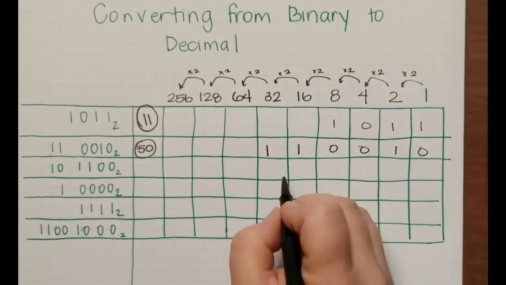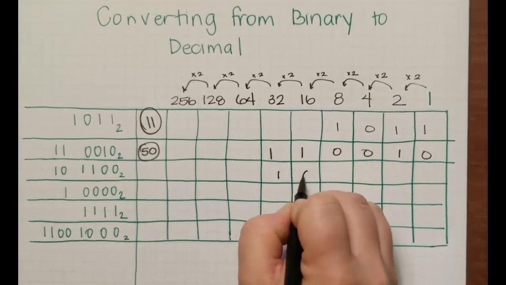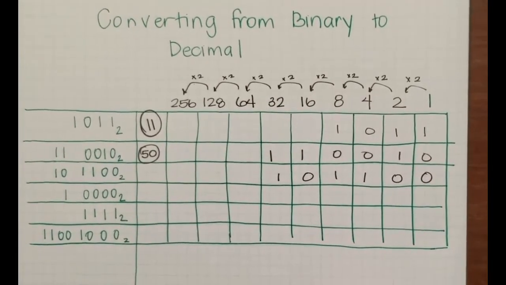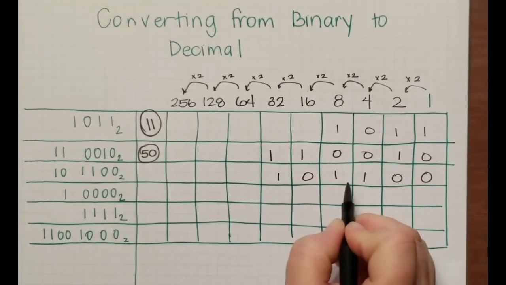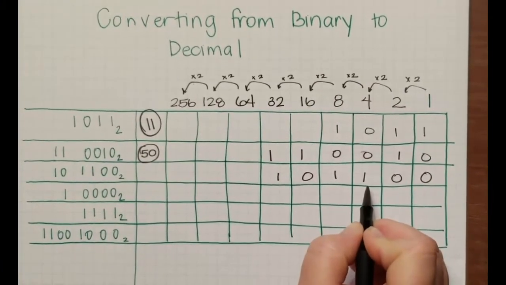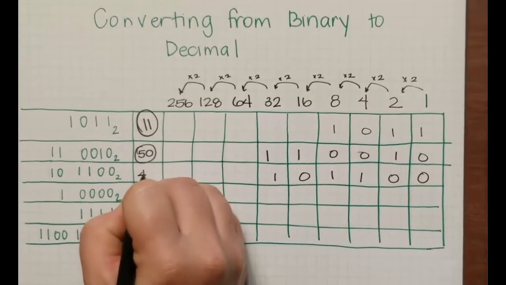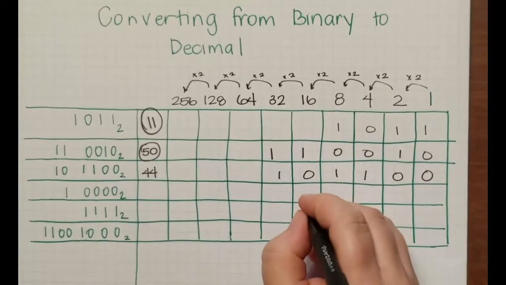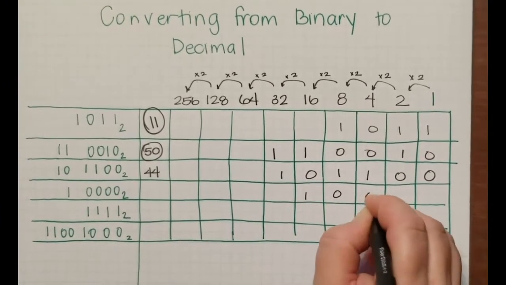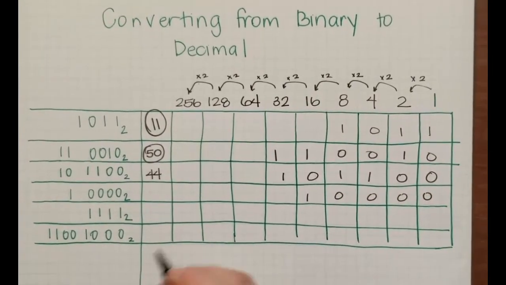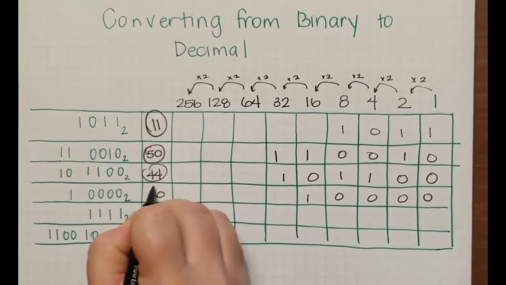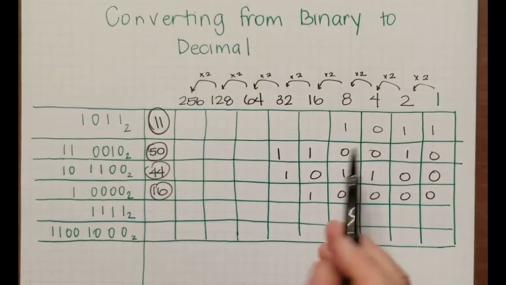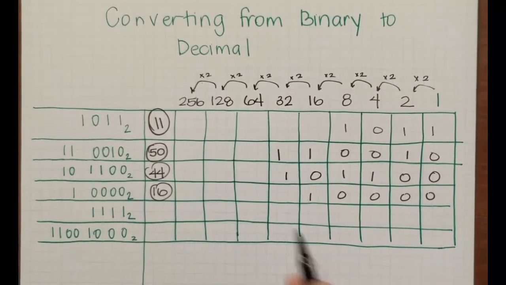Okay, then this one is 1, 0, 1, 1, 0, 0, right? So that one's 32 plus 8, that's 40. Plus 4, that's 44. Then this one is 1, then 4 zeros, right? So that's just going to be 16. So remember, the way this works is if there's a 1, we count the number. If there isn't, we don't add it.